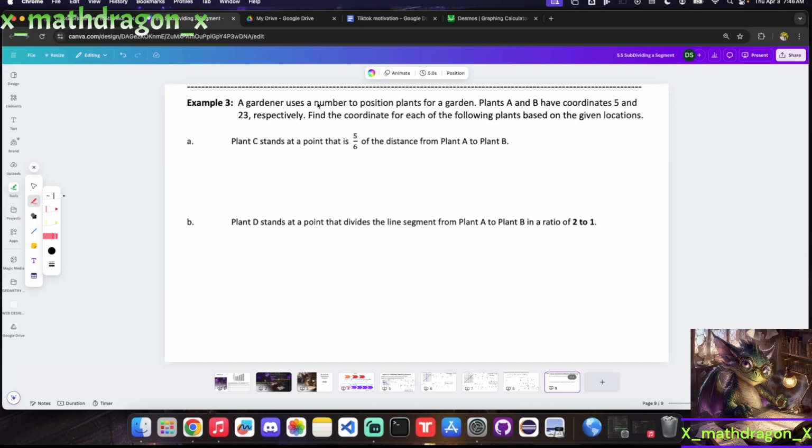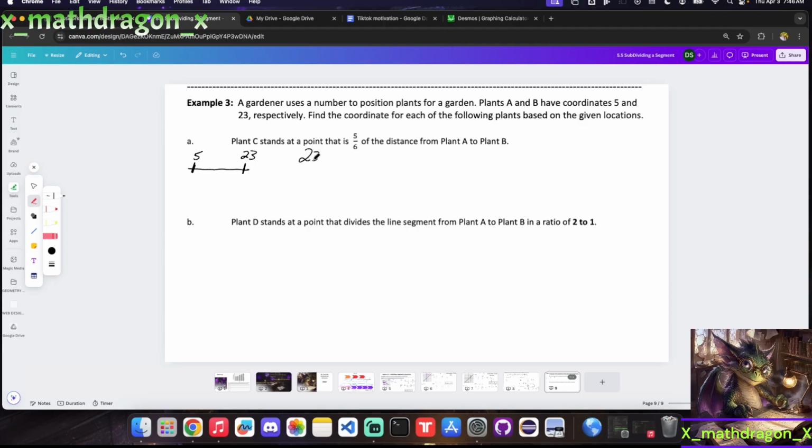Same idea. A gardener uses a number to position plants in the garden. Plants A and B have the coordinates 5 and 23 respectively. Find the coordinates for each of the following plants based on the given locations. So from plant A to plant B, we're going to use a 5 to 6. Now understand, in our number line idea, we start at 5 and we go to 23. So this time we're not adding our terms together, we're actually going to subtract them, because in between 5 and 23, there's not 28 spaces.